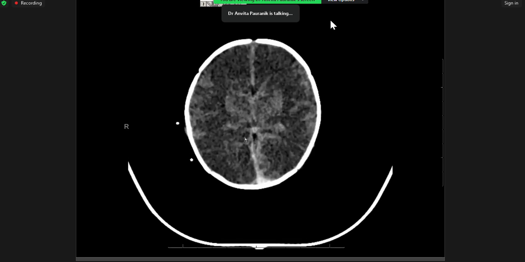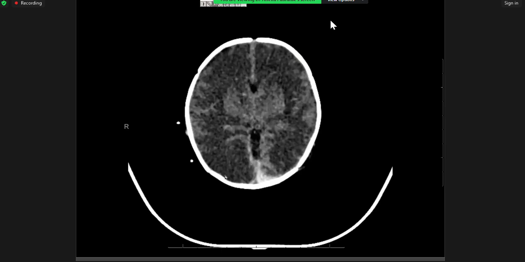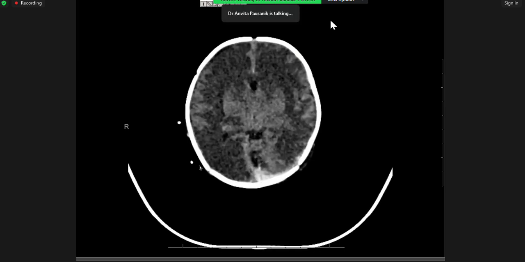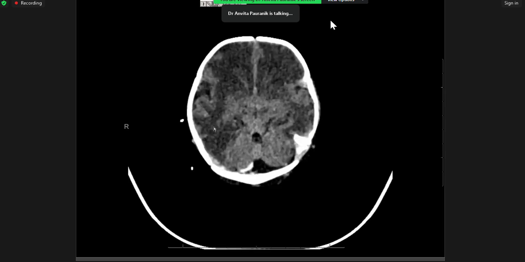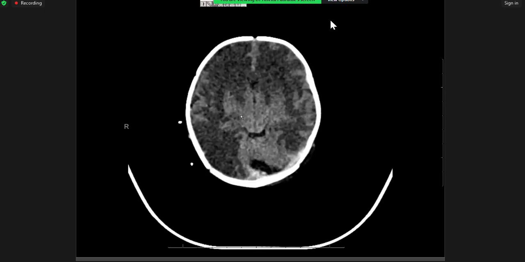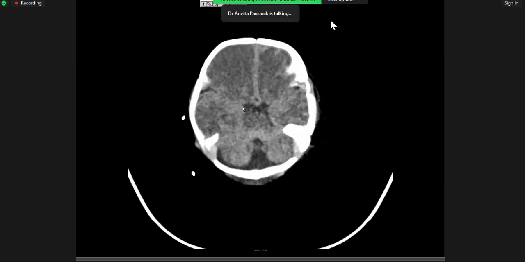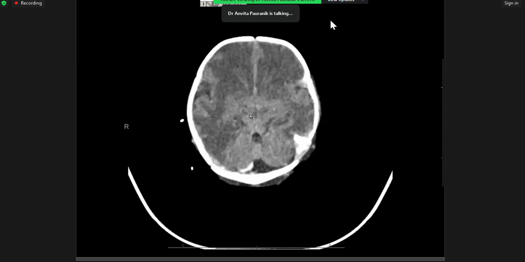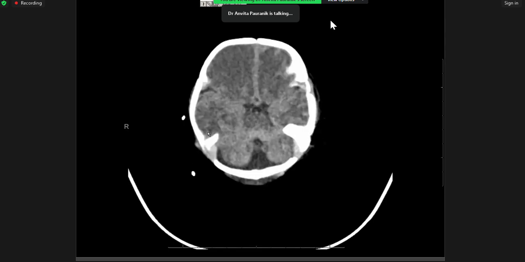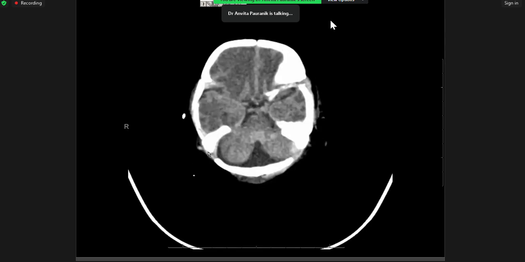And again, we see similar features of some high density along the venous sinus and white cerebellar sign. Sometimes you get effacement of the cisterns, but here there is no coning. And I think somebody had written mega cisterna magna, right? What do you think about this area?